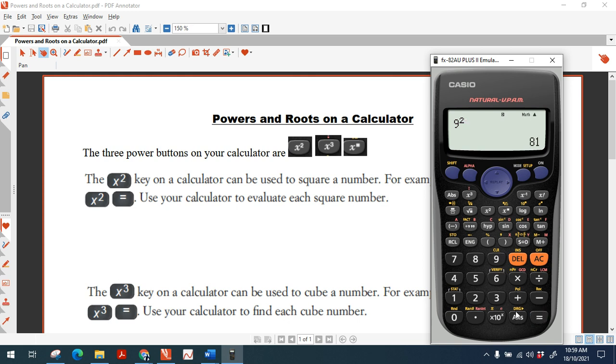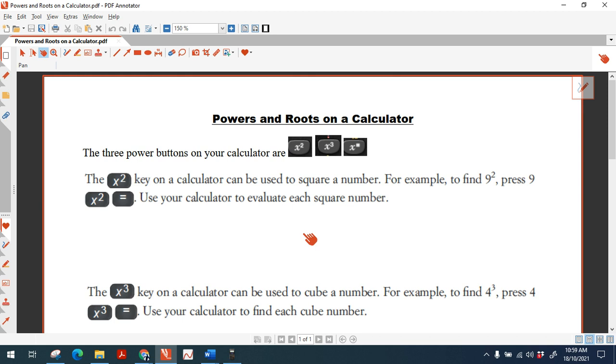You should get 81. So just try that again. So 9, then the squared button, then the equals button. You should get 81. Okay, so we can write down our answer then, which is 9 squared is equal to 81.